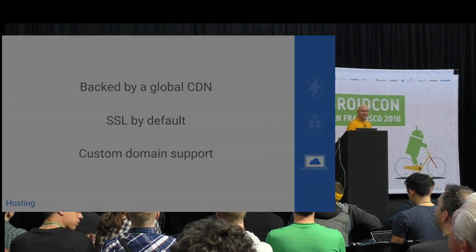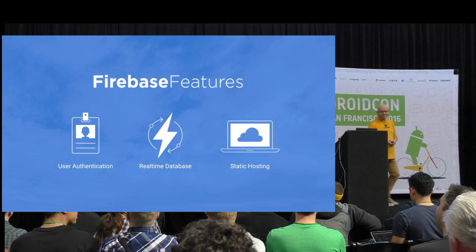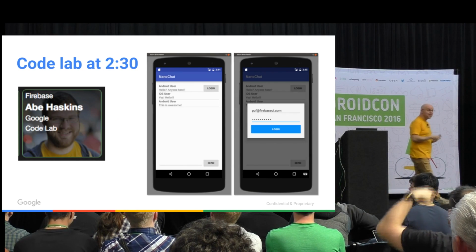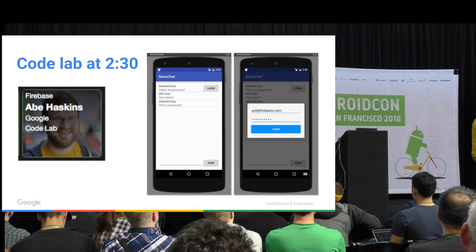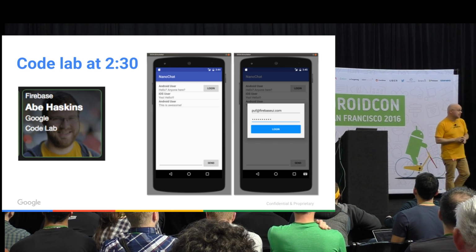So these are the three main Firebase features: real-time database, user authentication, and static hosting. If you like this app, if you want to build an app like this, keep in mind, nothing I showed you today from Firebase is chat. It's just a database. I happen to model a chat application in it. If you like that, go to the code lab and you will also build that same chat application.